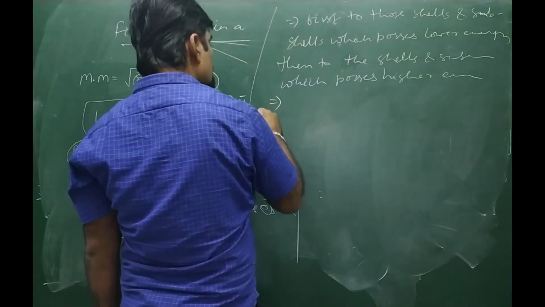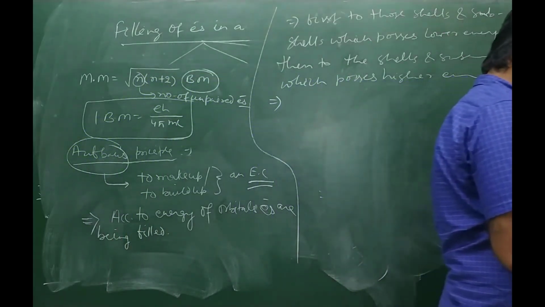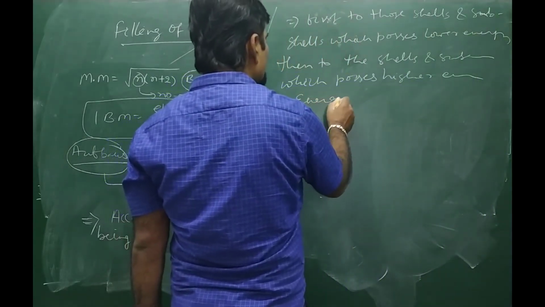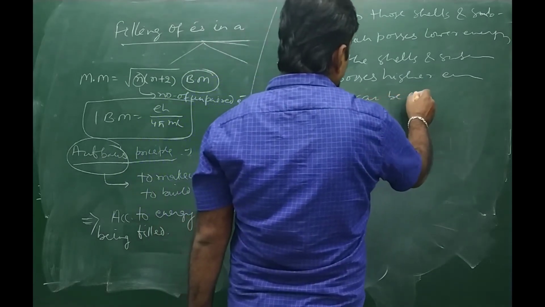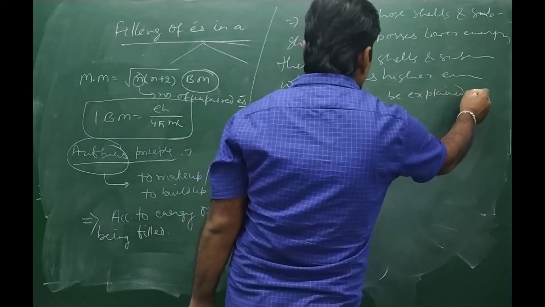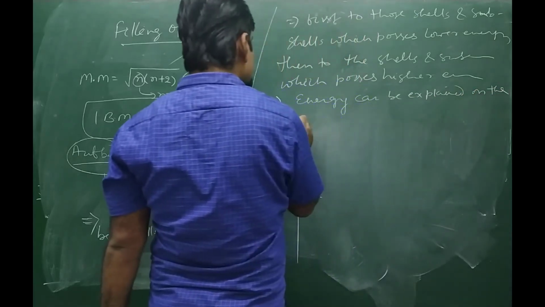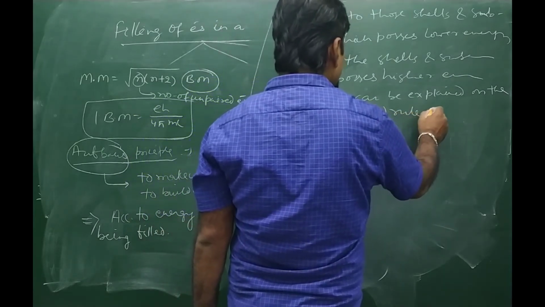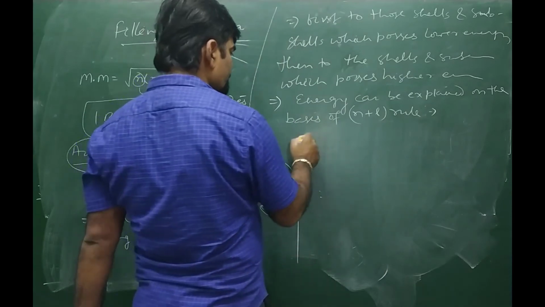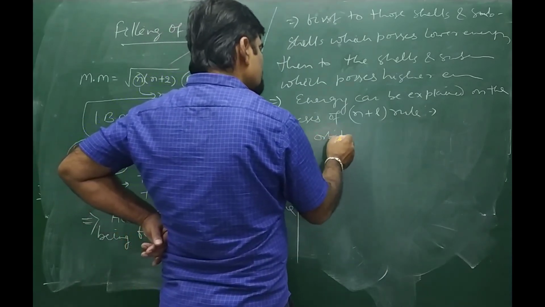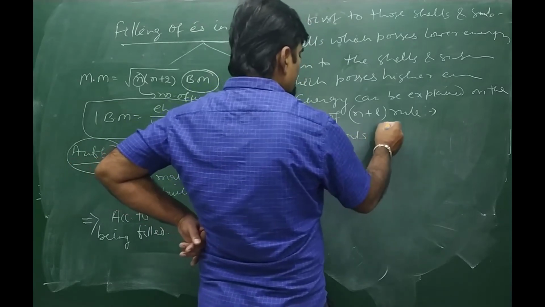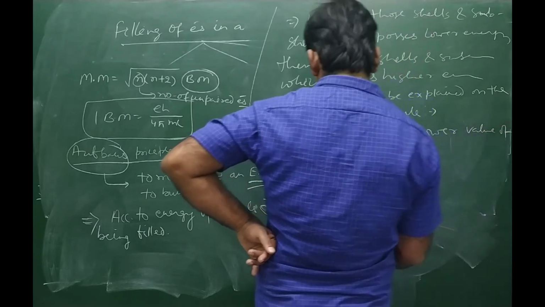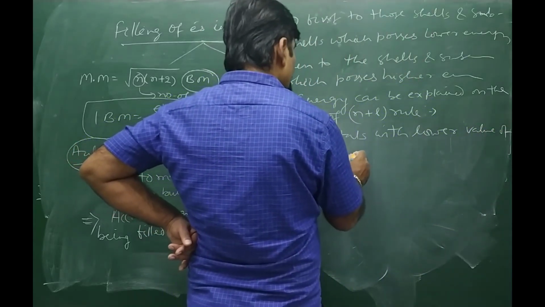Next, the energy of shells, subshells or orbitals can be explained on the basis of the n plus l rule. Orbitals with a lower value of n plus l will have lower energy.